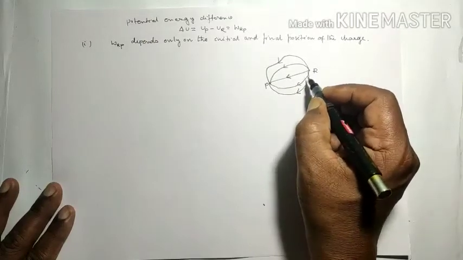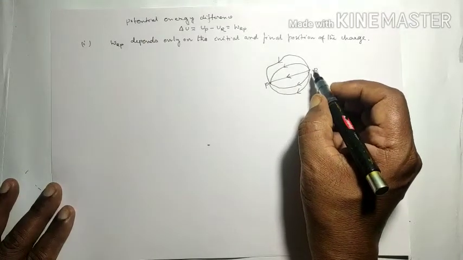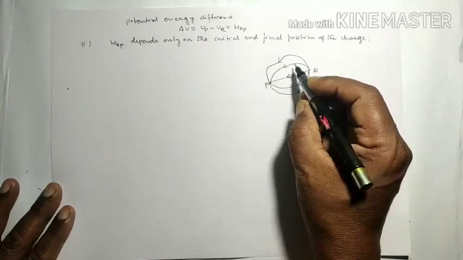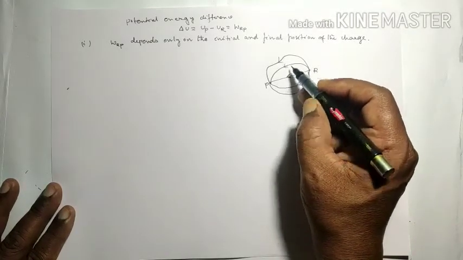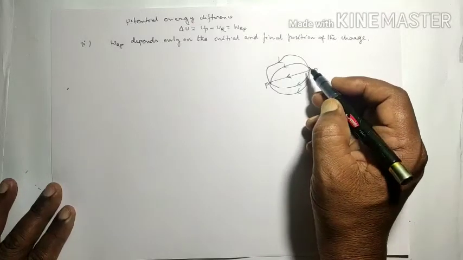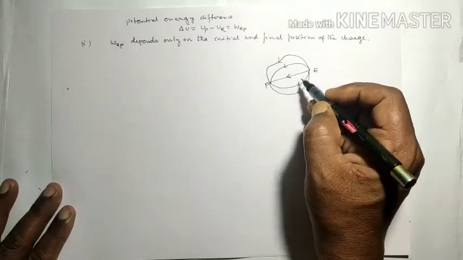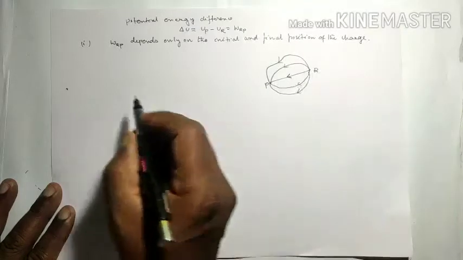So these are the possible paths we have taken. So work done with respect to P is independent of this path. So this is the fundamental characteristic of a conservative force. Electrostatic force is a conservative force.